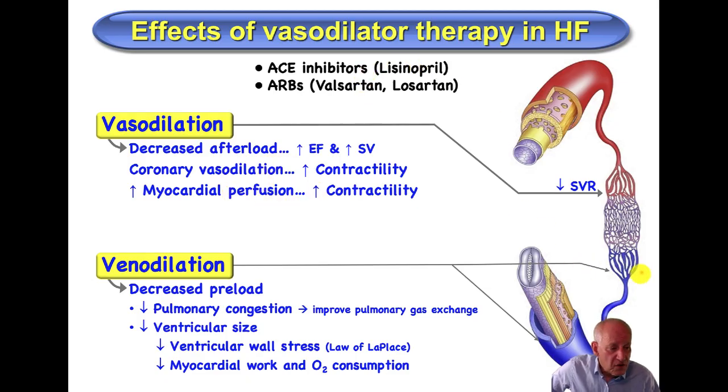These drugs will also blunt the effects of angiotensin II on the veins. Venodilation will expand the venous compartment and decrease the preload. This will reduce pulmonary edema and improve pulmonary gas exchange. This will reduce end diastolic volume and, through the law of Laplace, reduce ventricular wall stress. The result is a decrease in myocardial MVO2.